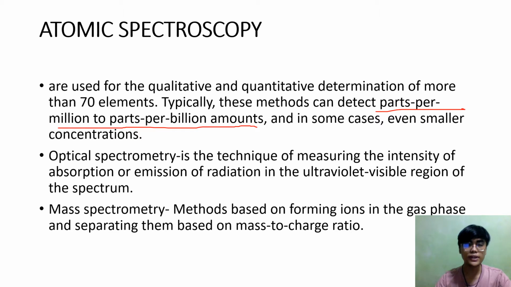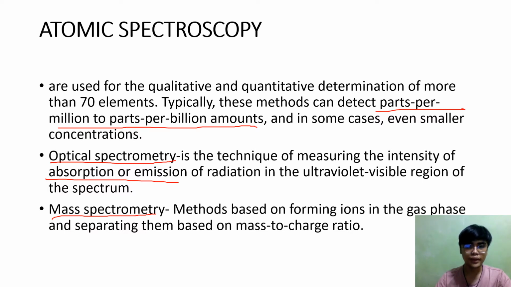These methods can be divided into two groups: optical spectrometry and mass spectrometry. Optical spectrometry is the technique of measuring the intensity of absorption or emission of radiation in the ultraviolet visible region of the spectrum. In analytical applications, these measurements are made by exciting in various ways transitions of electrons between outer orbitals of atoms, ions, or molecular species. In most applications, it is necessary to dissolve the sample before the analysis.